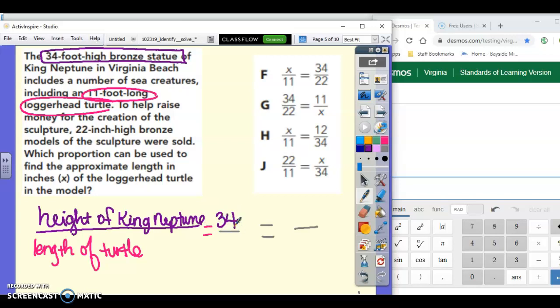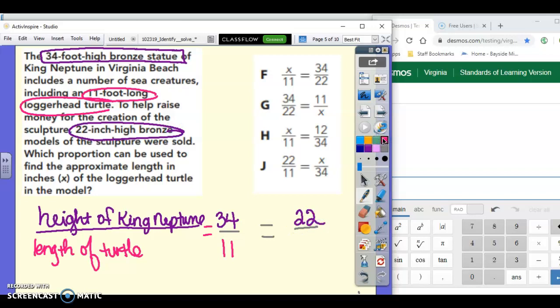And then I'm going to write the turtle in pink. Length of turtle is pink, so it says it's 11 feet. So now I'm looking for the height of King Neptune. If I keep reading, it says the creation of the sculpture made 22-inch high bronze models of the sculpture. So this is how tall the whole thing is. So that's King Neptune, so I'll put it in purple.